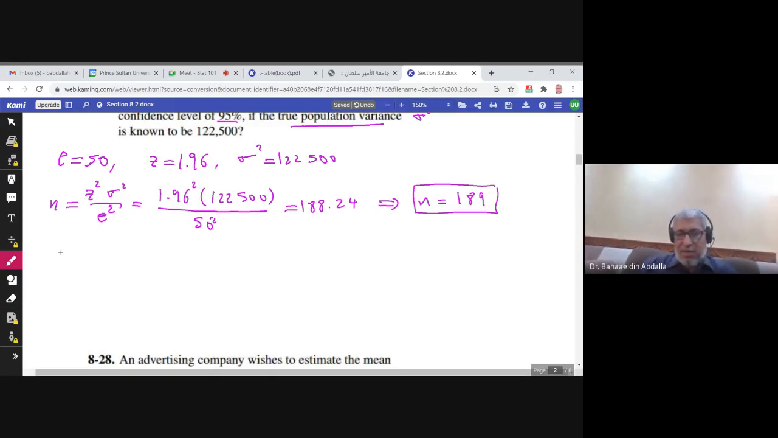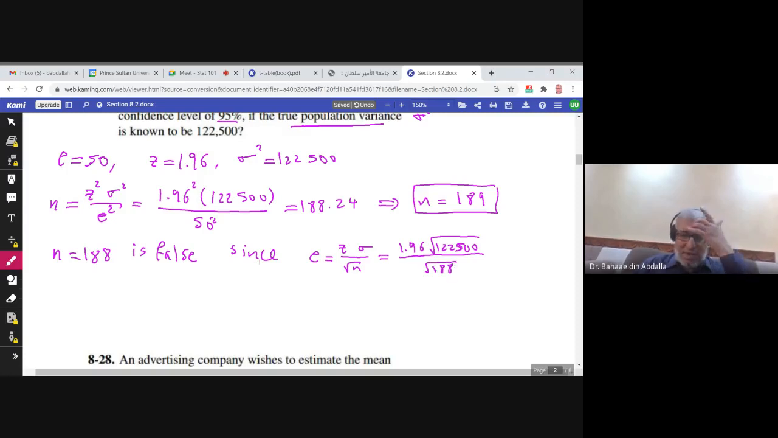If you answer n equals 188, this is false. This is not correct. Why is it not correct? Because if you choose n equals 188, let us find E. What is E? E is z times sigma over square root of n. So E would be 1.96, which is z in this case, times sigma, which is the square root of 122,500, over the square root of 188, the one you chose here.